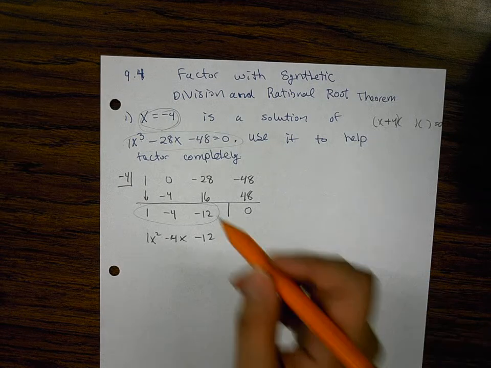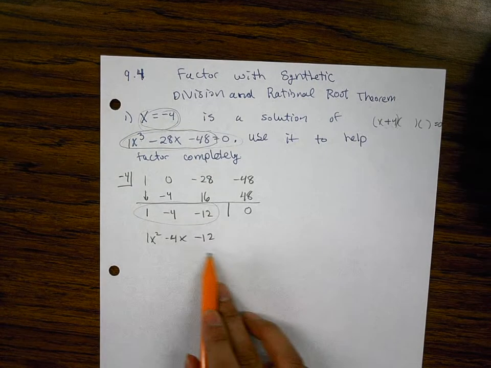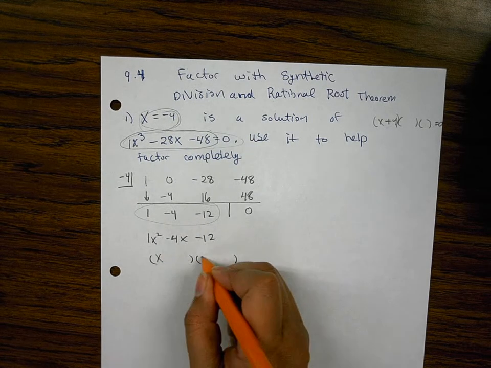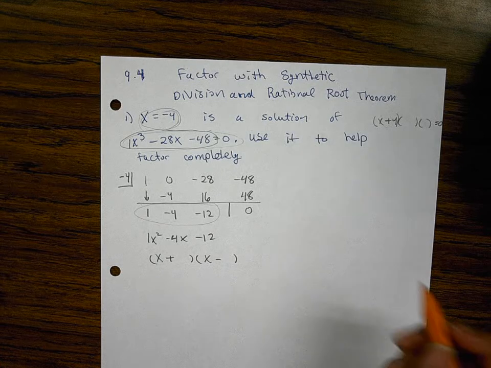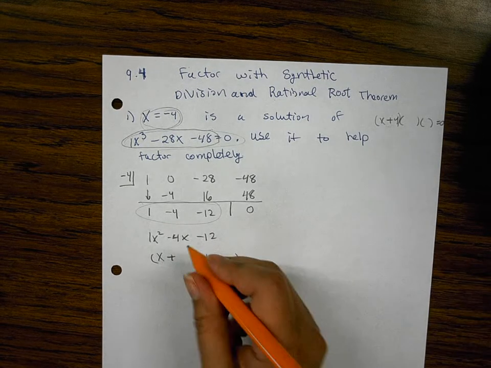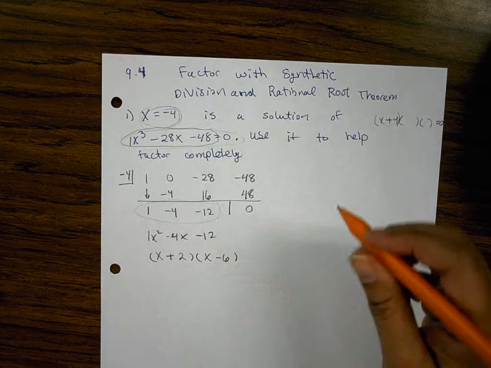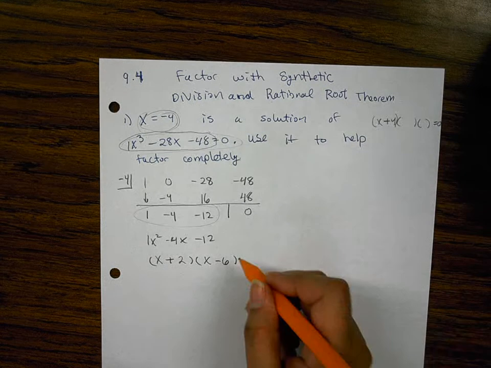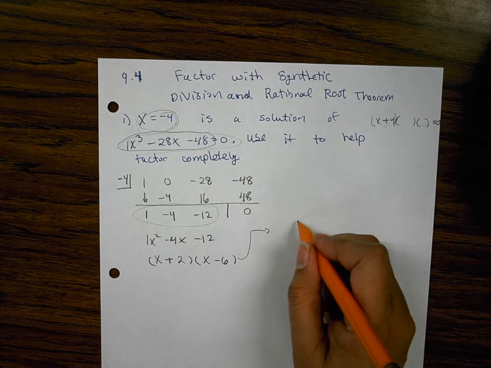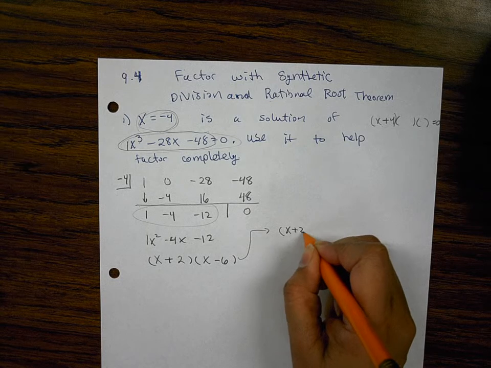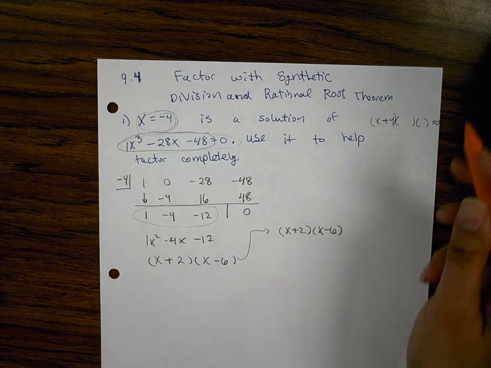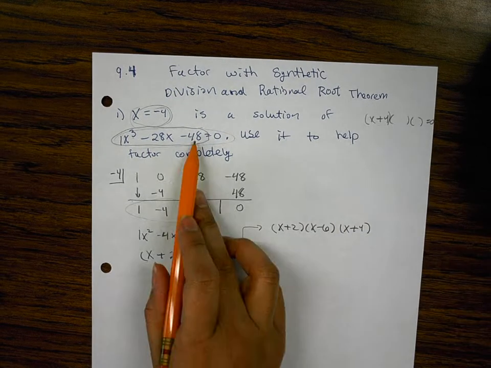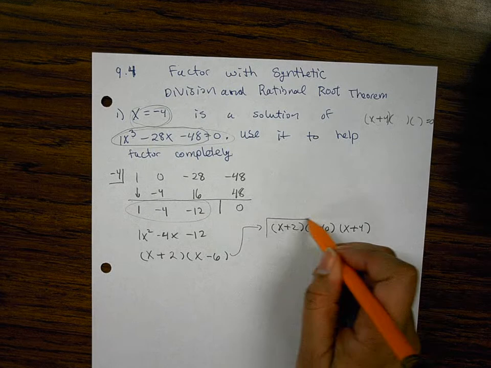Use it to help you factor this completely. So what I'm going to do is double bubble, x and x, plus and minus. Plus 2, minus 6, that multiplies to -12, adds up to -4. So what is my final answer? X plus 2, x minus 6, and then the one they gave us, x plus 4. So that's this in factored form.